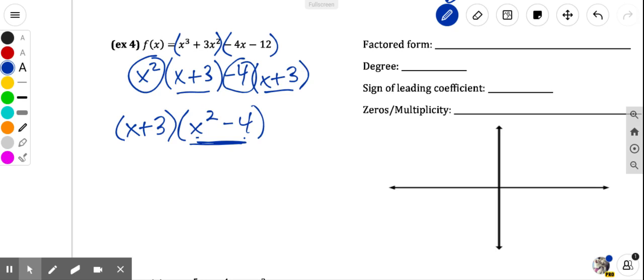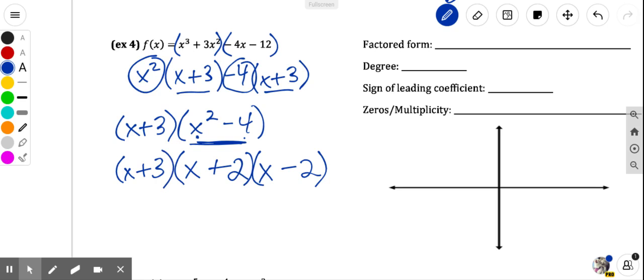But anyway, what you do is it ends up being 2 binomials. You put the square root of the first term in the first spot, which is x and x, because x times x is x squared. And then the square root of 4 is 2, so that goes there and there. And then it's always a plus and a minus. I will remind you of difference of squares when they come up. And so that's it. Now that looks more like our typical factored form.